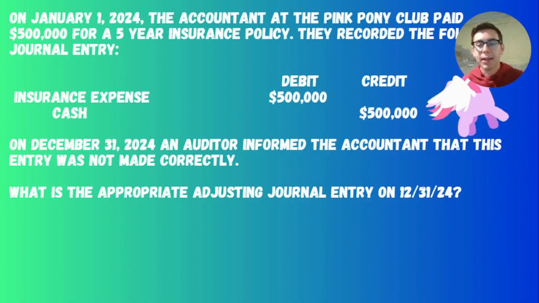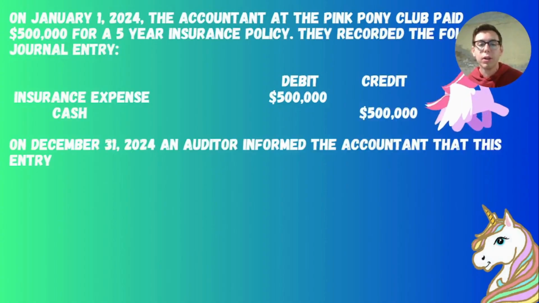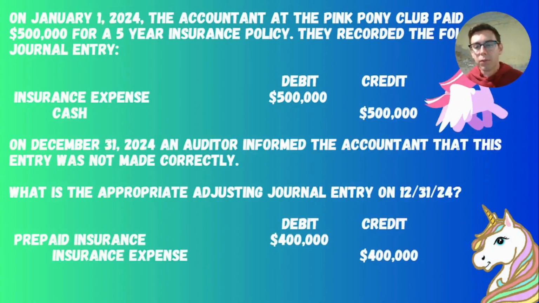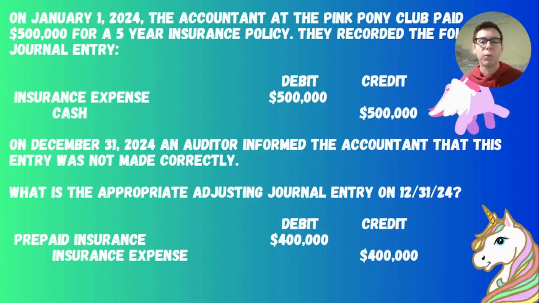So to make this adjusting journal entry to correct 2024, we need to remove 4 years of expense, or $400,000. So to do that, we will debit prepaid insurance for $400,000 and then credit insurance expense for $400,000. So the credit to insurance expense makes sense, hopefully for most people. It's going to reverse what we did earlier. So if we debited $500,000 earlier and then credited $400,000 now, we'll be left with $100,000 in insurance expense, and that will be correct and displayed correctly on the income statement.